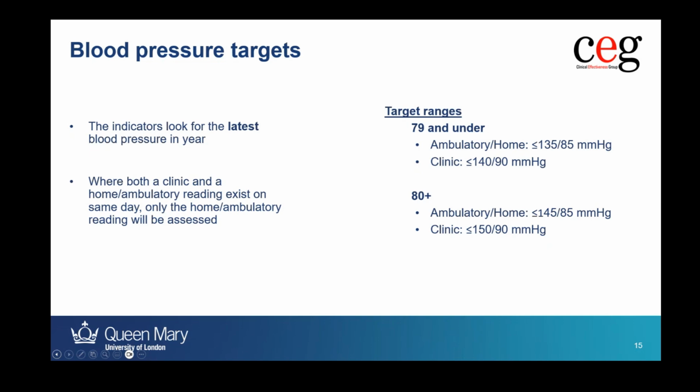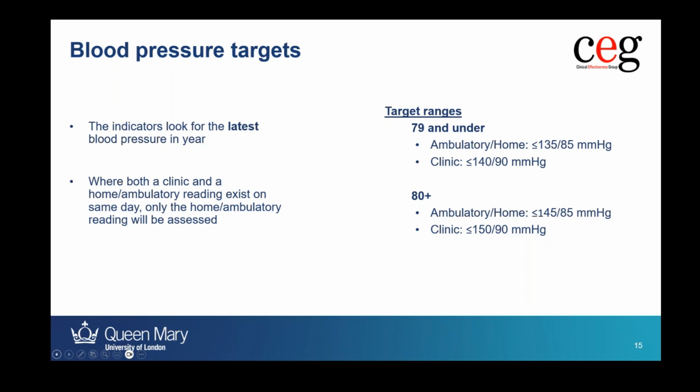And if you have a clinic reading and a home or ambulatory reading on the same day, the business rules will only assess the home and ambulatory reading. They'll ignore the clinic reading, but ultimately they will look for whatever the latest is in the year. And what those targets are, so if you're 79 and under, for an ambulatory or home reading, your blood pressure needs to be less than or equal to 135/85, or less than or equal to 140/90 in clinic.